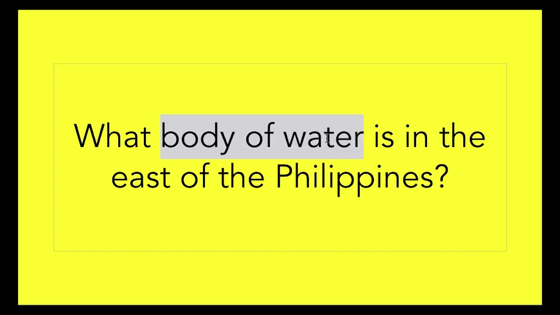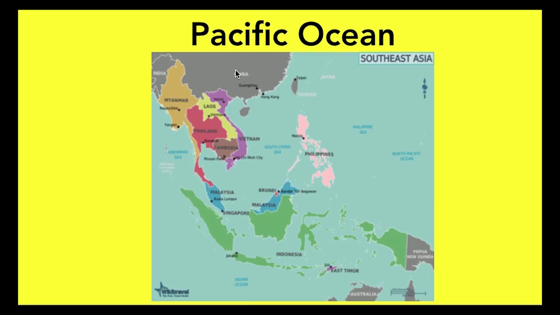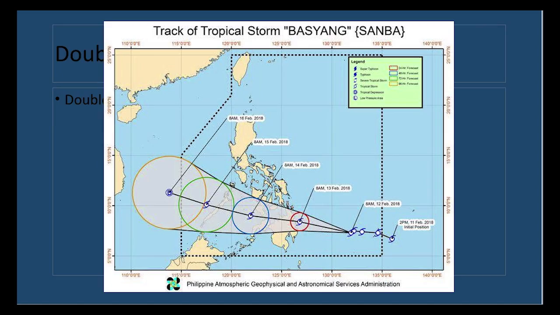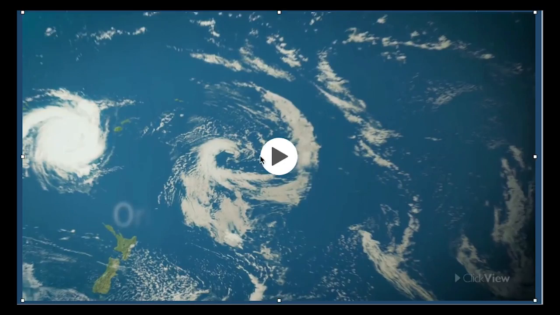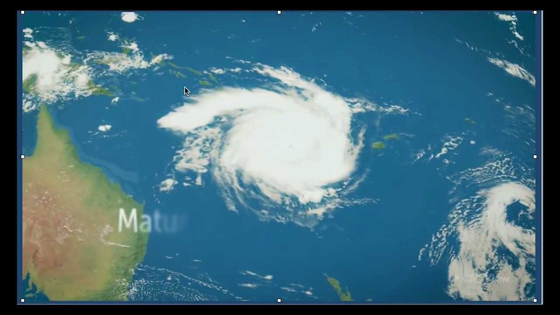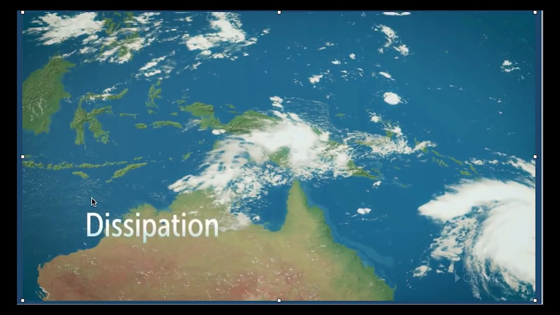Now, over to the east of the Philippines, what body of water is there? Yes, it is the Pacific Ocean, the biggest ocean in the entire world. That is in the east of the Philippines. That is also one of the main reasons why we have a lot of typhoons hitting the Philippines, and why a lot of them make landfall, because one of the biggest oceans is our neighbor, and that is where most typhoons come from.